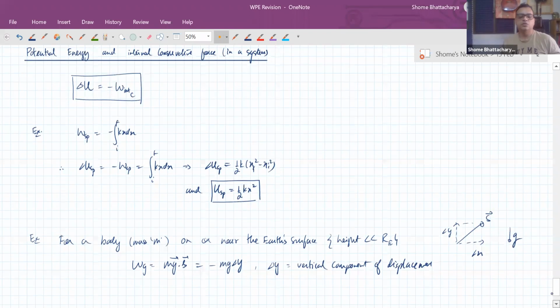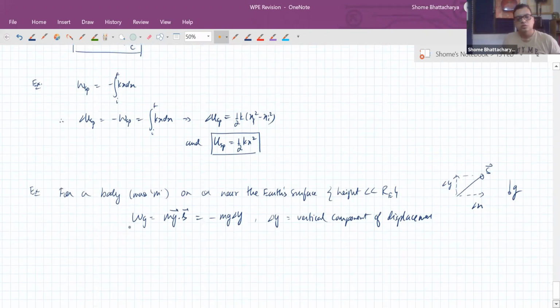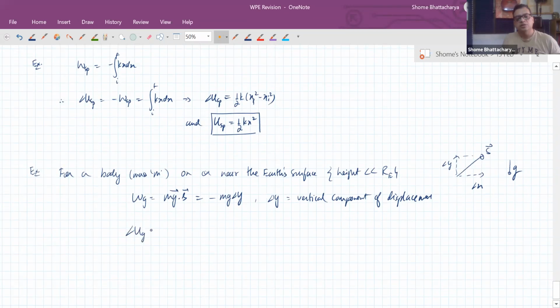So taking that into account, the change in gravitational potential energy is the negative of the work done by gravity. So it becomes mg delta y. This is the relation that we have. Gravitational potential energy changes by mg delta y when a body of mass m is given a vertical displacement of delta y. So these two become the important formulae within mechanical systems.